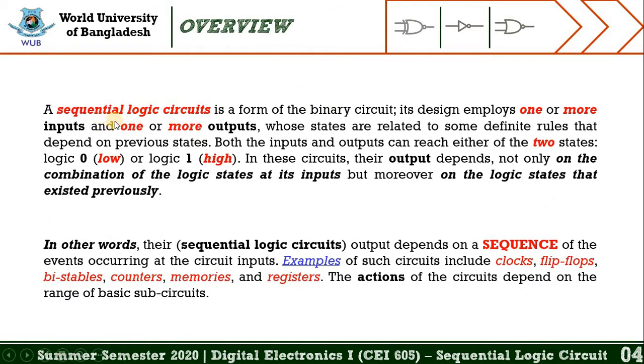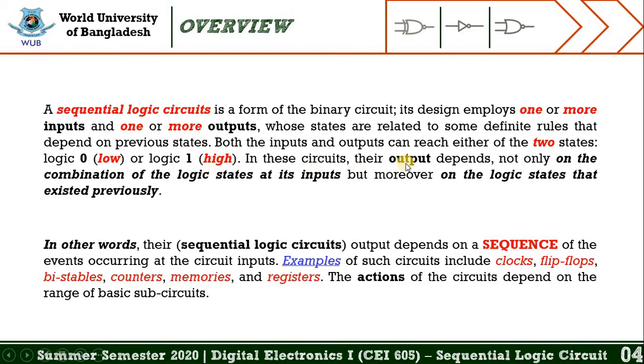This slide represents the general overview of this lecture. So let's start. A sequential logic circuit is a form of binary circuit. Its design employs one or more inputs and one or more outputs, whose states are related by some definite rules that depend on previous states. Both the inputs and outputs can reach either of two states: logic 0, which is equivalent to low, or logic 1, which is equivalent to high.